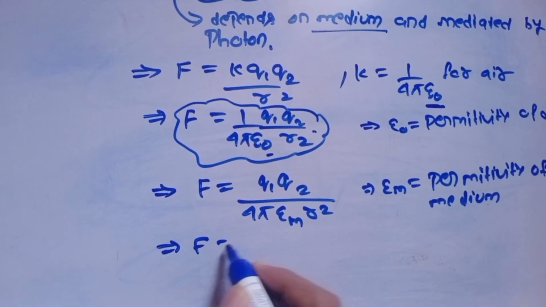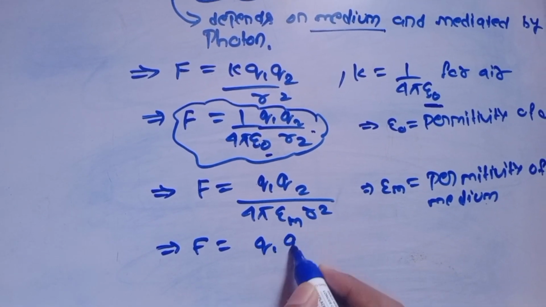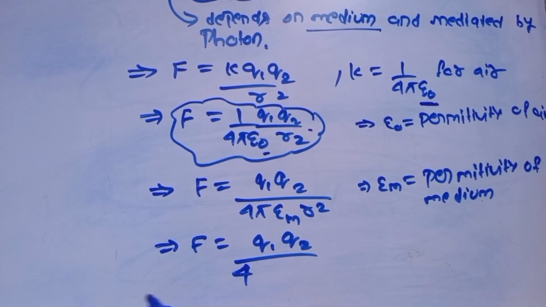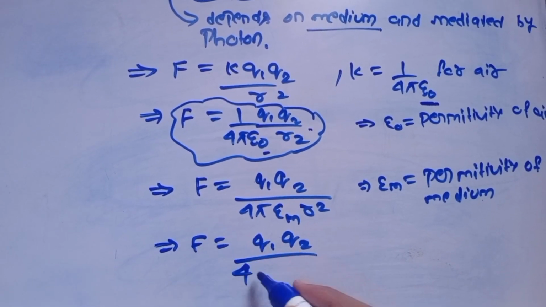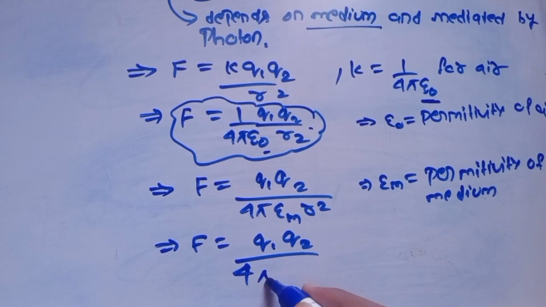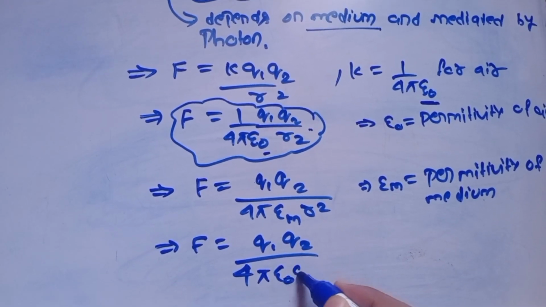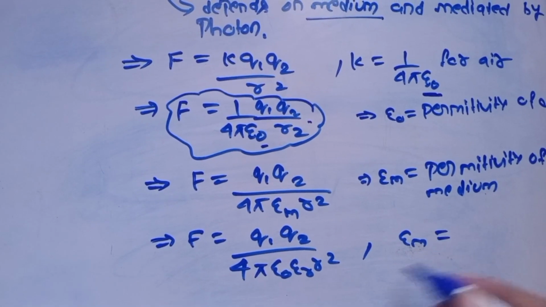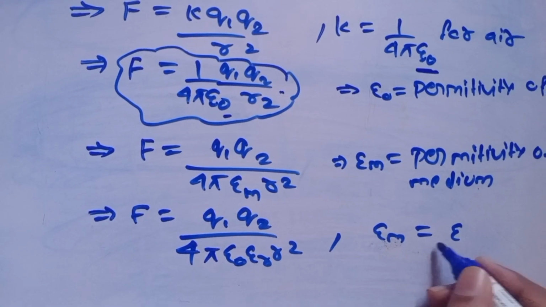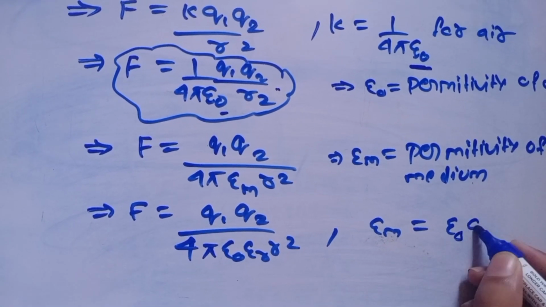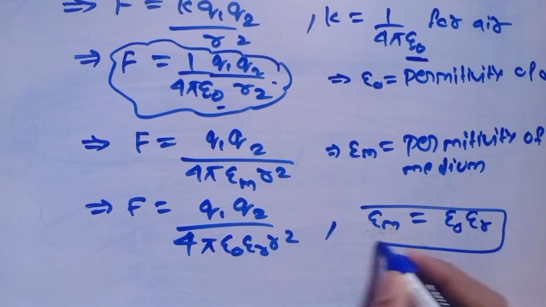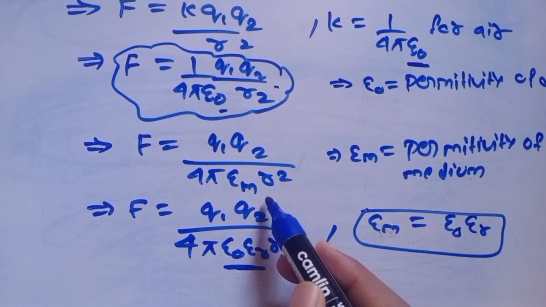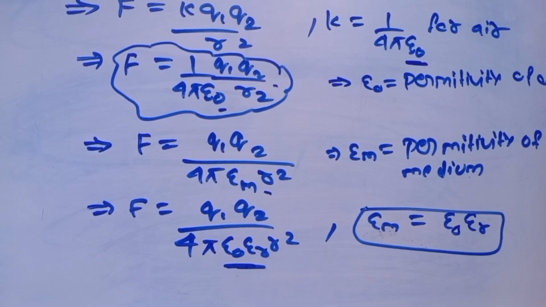When we simplify this, we can also write F equals Q1 Q2 divided by 4 pi epsilon naught epsilon r times r square, as epsilon m equals epsilon naught epsilon r. From this, we can write epsilon m equals epsilon naught epsilon r.